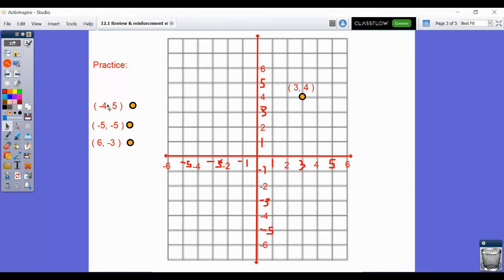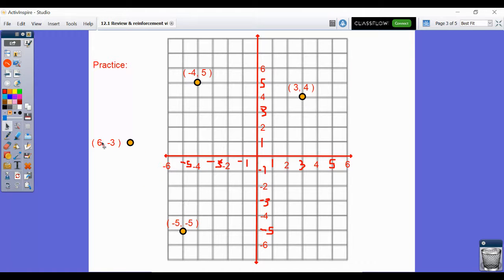Let's look at our second one. Negative 4, positive 5. Start at the origin. We go left to negative 4, up to positive 5. Easy to find because I labeled it. Plot your point and label your point. Our third one, negative 5, negative 5. Start at the origin. Negative 5, we go to the left. That's easy to find because I labeled it. And then negative 5, we go down. It's also easy to find because I labeled it. Plot our point and label it.